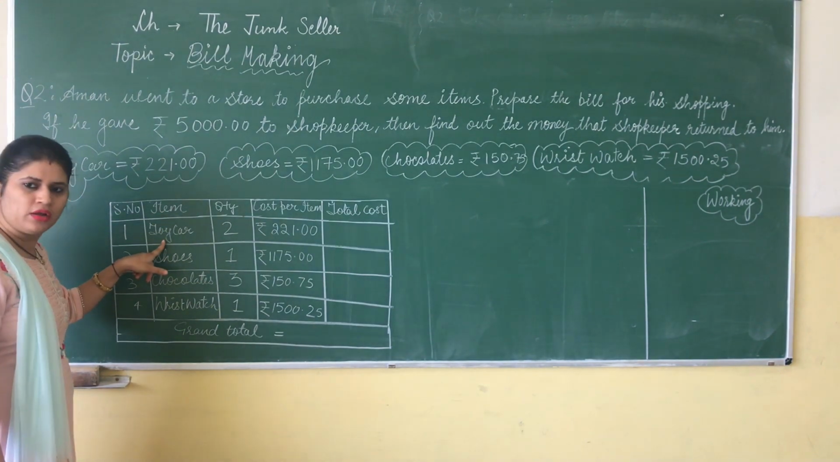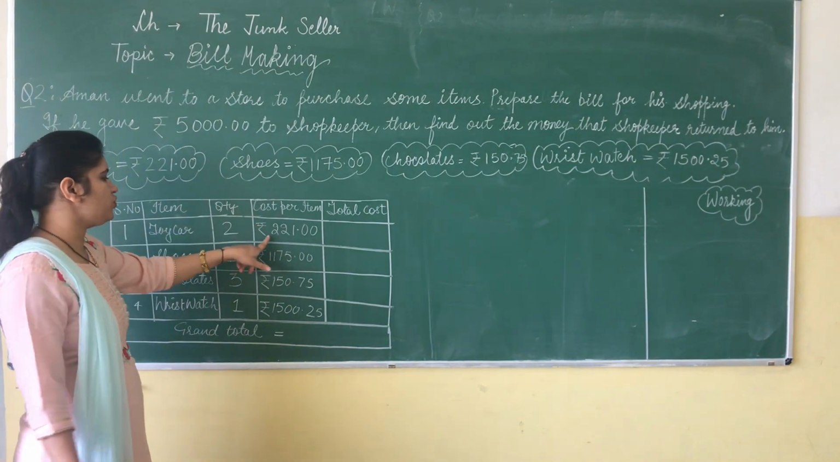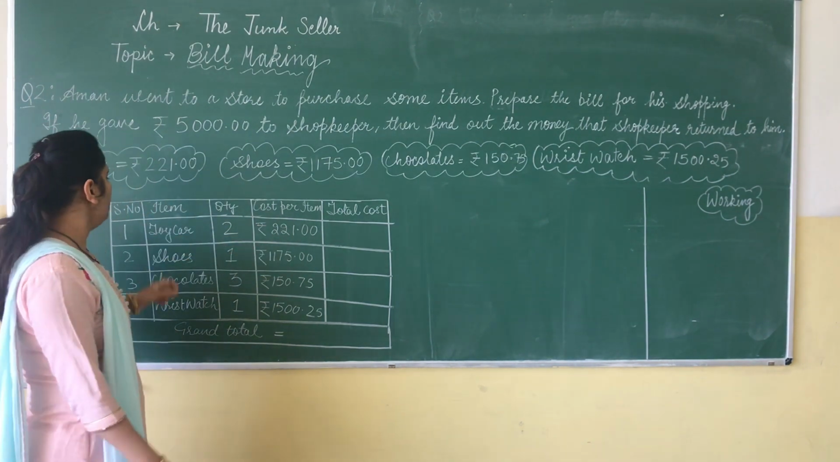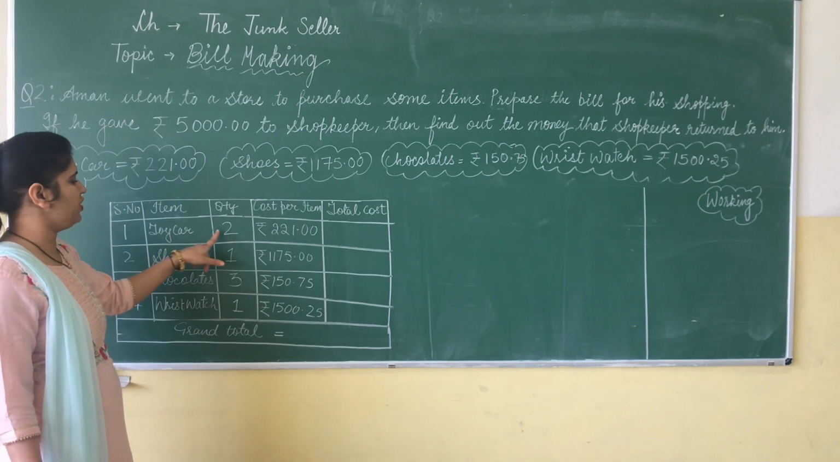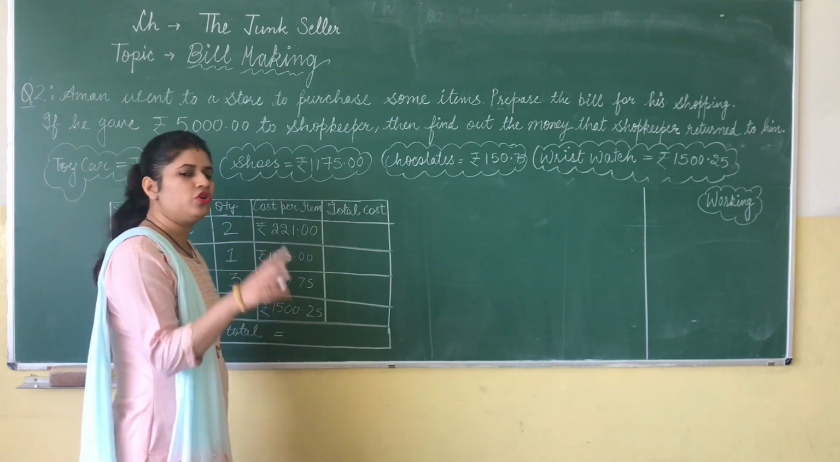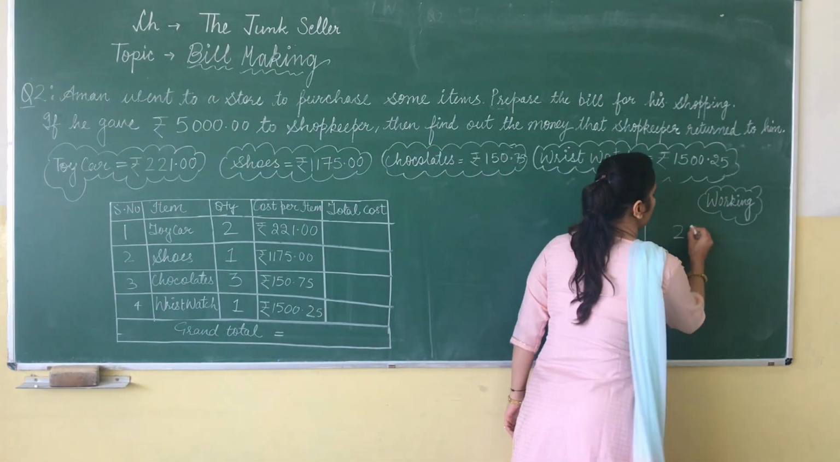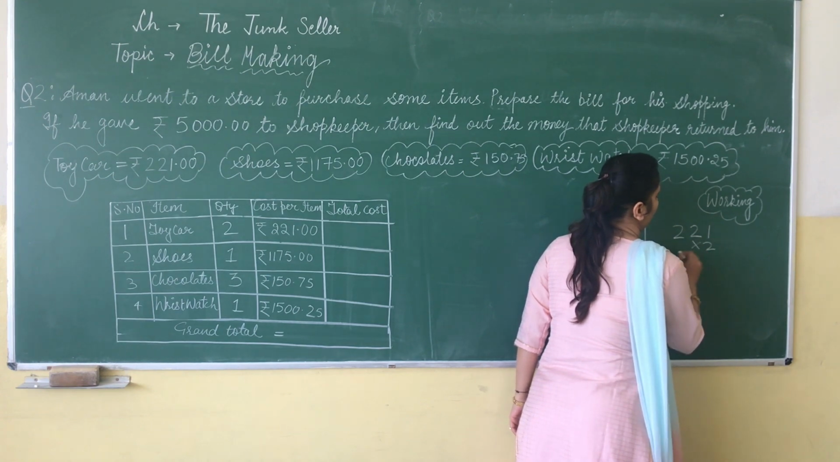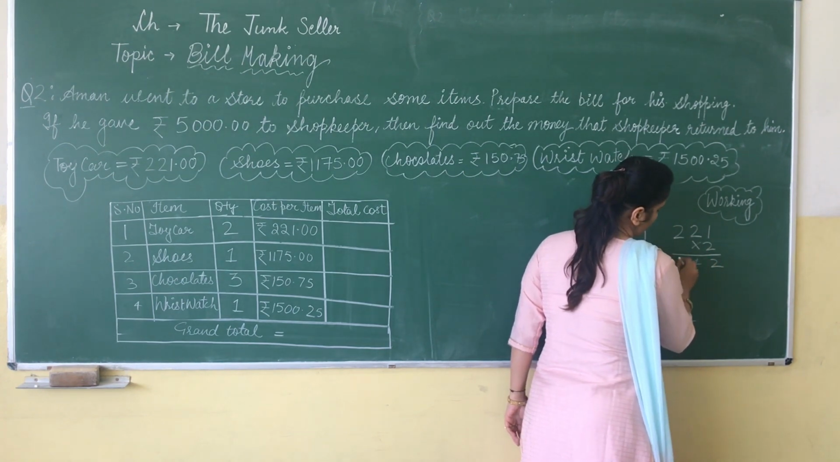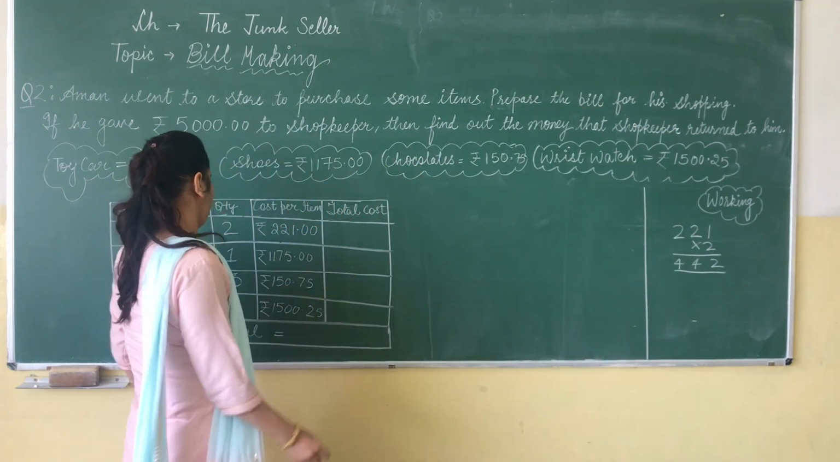The item is toy car and how many quantities? 2 quantity. Cost per item is 221 rupees. So how many toy cars has he purchased? 2. The cost of 1 toy car is given. We need to find the cost of 2 toy cars. So we'll do the working part here. 221 into 2. So 442 rupees is the total cost of the toy cars.